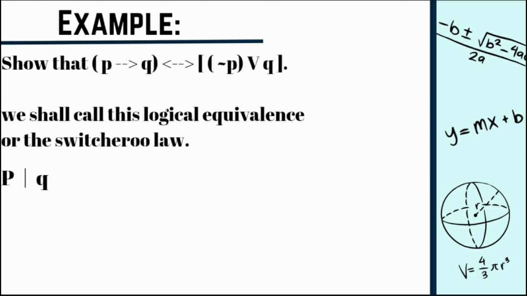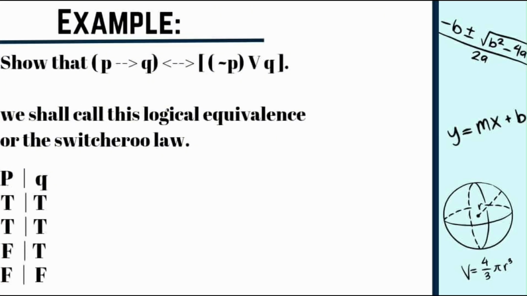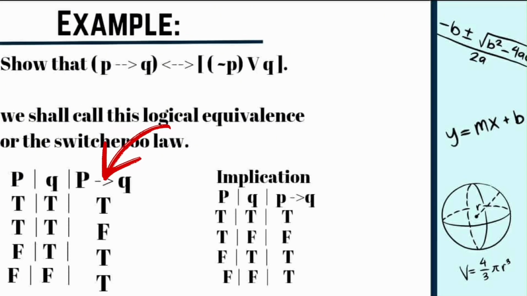Okay, so this is the example. We're going to show that P then Q is logically equivalent to not P or Q. So we're going to construct a two-column table for P and Q to write all the possibilities. Then we will add another column for P then Q, and we're going to follow the implication. So remember that an implication is false if the hypothesis is true and the conclusion is false. So in this case we will write true and then false.